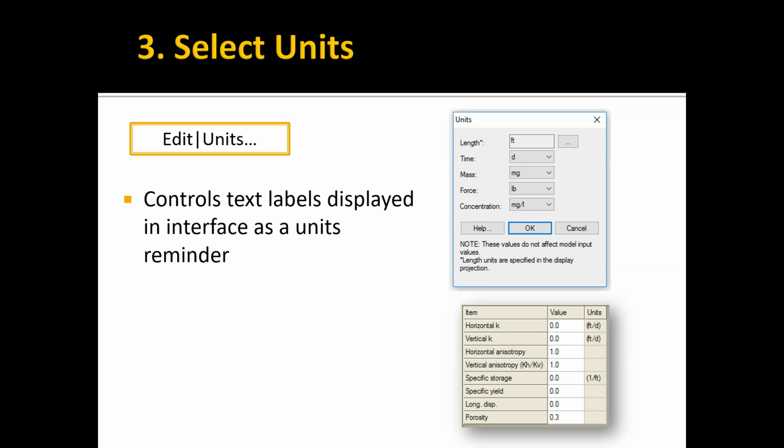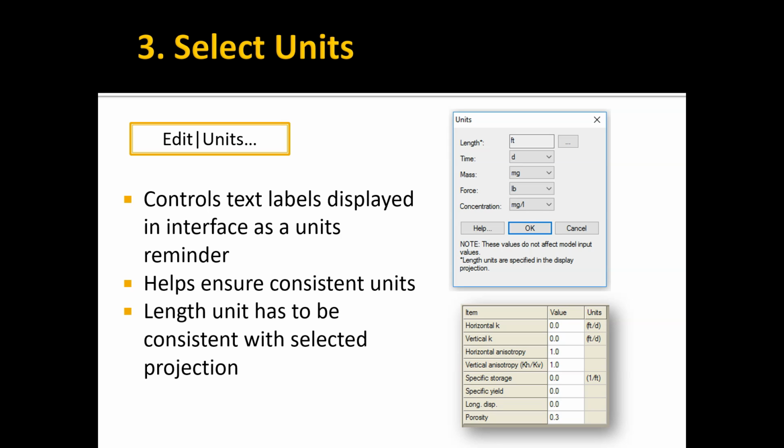Flow rate would be cubic feet per day, and so forth. And that helps ensure that you have consistent units. It does not do unit conversion for you. And your length unit has to be consistent with your selected projection.